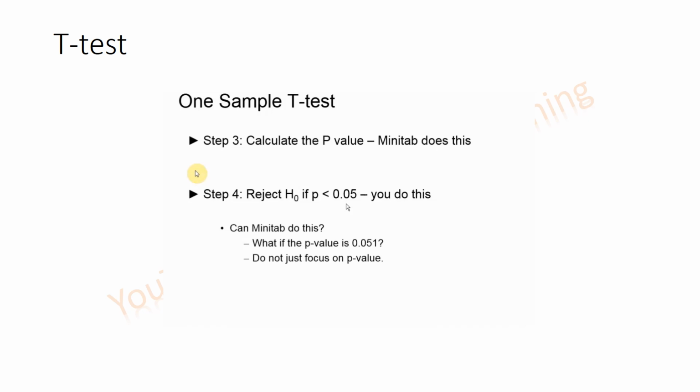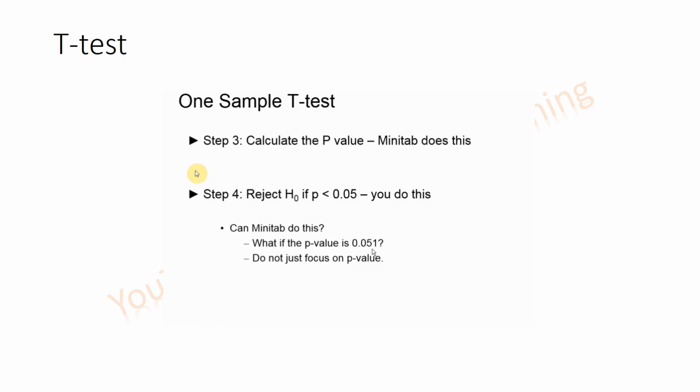Some customers ask me, okay, can you do this? We're going to ask Minitab to do this. It is not a big question. It's very easy. Just compare P versus 0.05. But we don't do this, because what if the p-value is 0.051? Minitab is a machine, right? We compare 0.051 versus 0.05. Okay, bigger than that, no problem, go for it, right? They are the same.